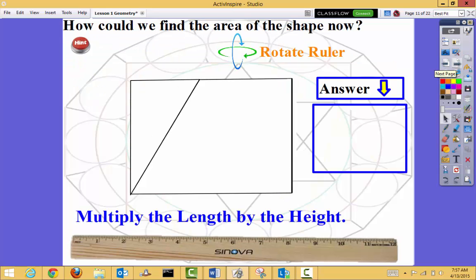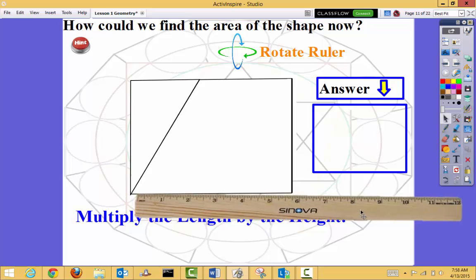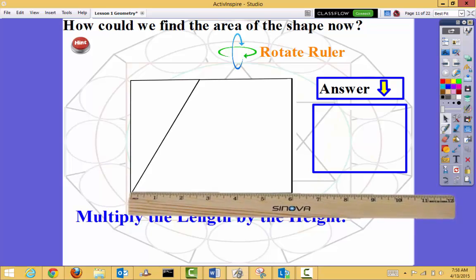Alright, now here's my parallelogram. We've cut it, we've moved that side over to the edge. Now, how am I going to find the area? Well, I'm going to measure its length. So its length is what? Its length is 6. So I'm just going to put a label right here: 6 inches. And now, remember it's length times height, or base times height. They're equivalent. Now I need to find out how tall it is.